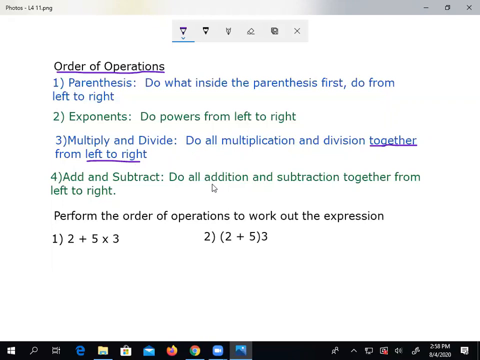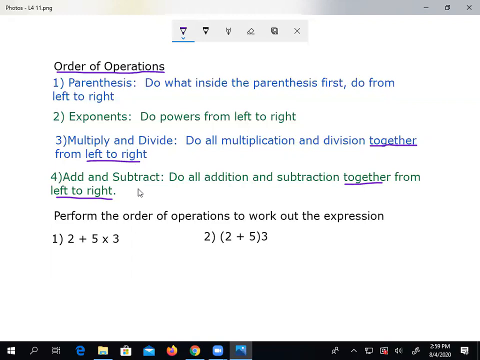Add and subtract, again, we do all addition and subtraction together from left to right. So if subtraction's first, we do subtraction, then addition, and we just go as they appear in the problem from left to right.